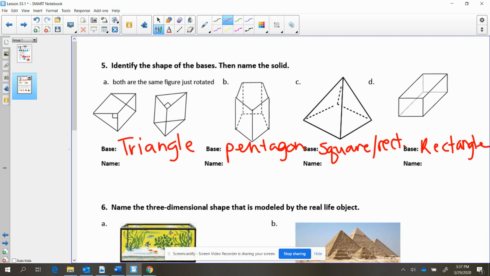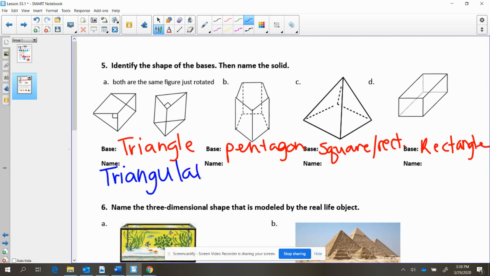Now, as for the name of these shapes, again, take a moment to pause the video and decide what would be the best name. Try out the names for those rotated triangles, and then examples B, C, and D as well. Well, to check your work, make sure you correct them if you need to.